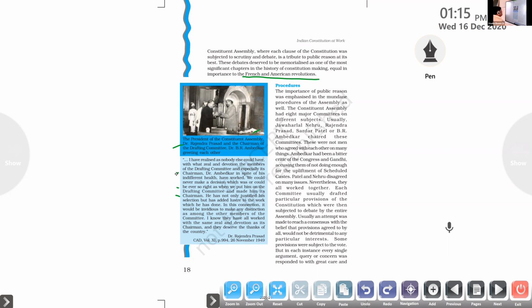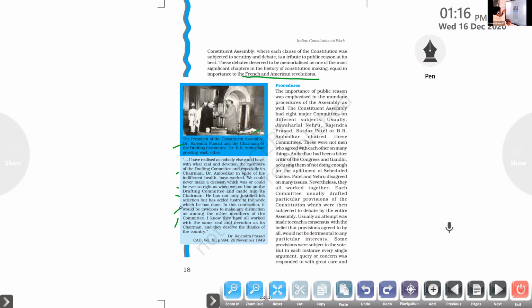Okay, so Ambedkar was facing a number of health issues. Then also they completed the drafting of the Indian Constitution. That was a fantastic report, it seems. "He has not only justified his selection, but has added luster to the work which he has done. In this connection, it would be invidious to make any distinction among the other members of the committee. I know they have all worked with the same zeal and devotion as its chairman, and they deserve the thanks of the country." So Rajendra Prasad wrote a note to thank Dr. B.R. Ambedkar, the Constituent Assembly, and the people who worked for the creation of the Indian Constitution.